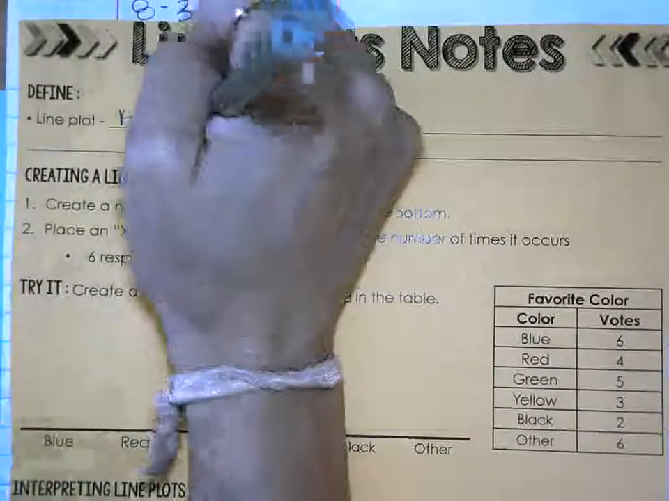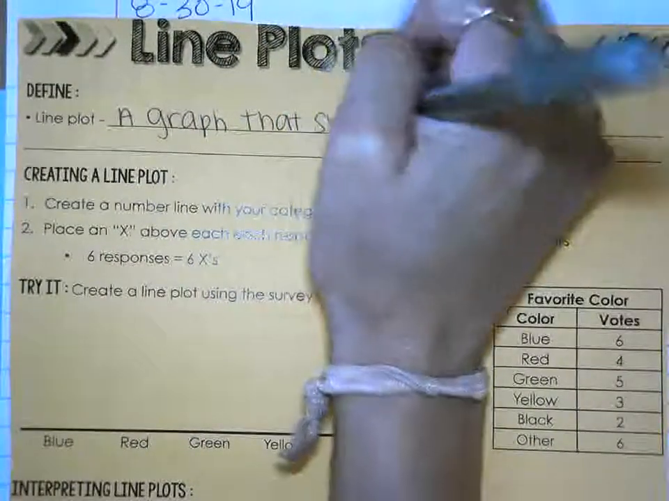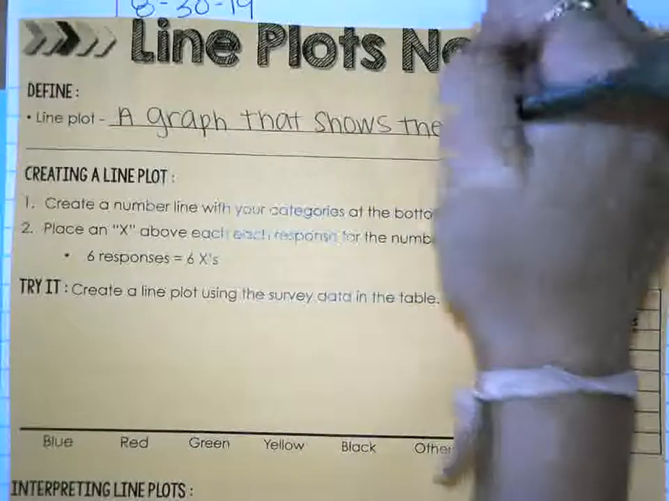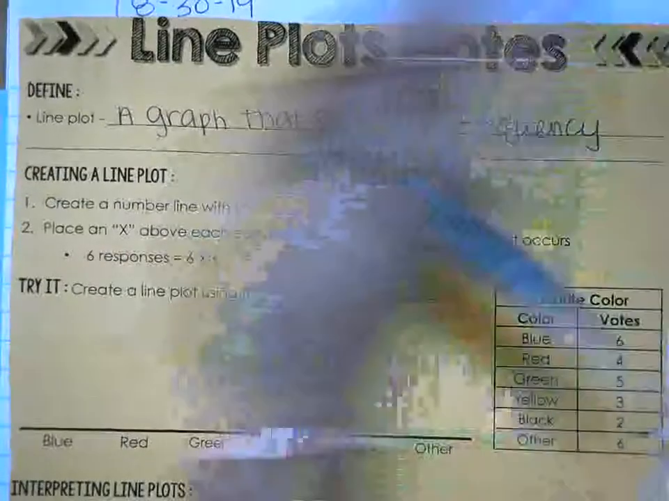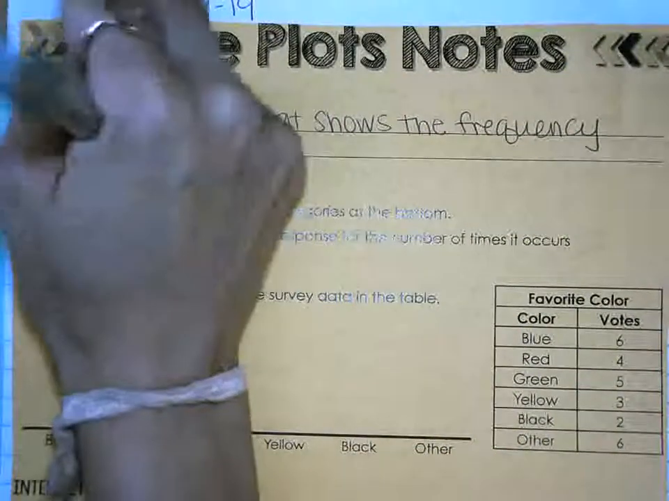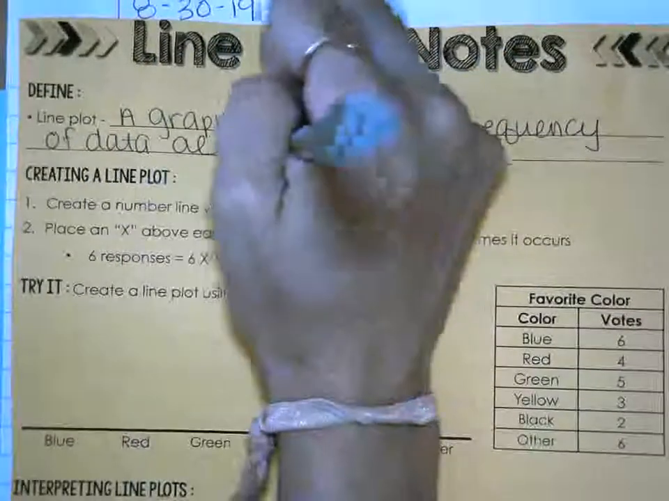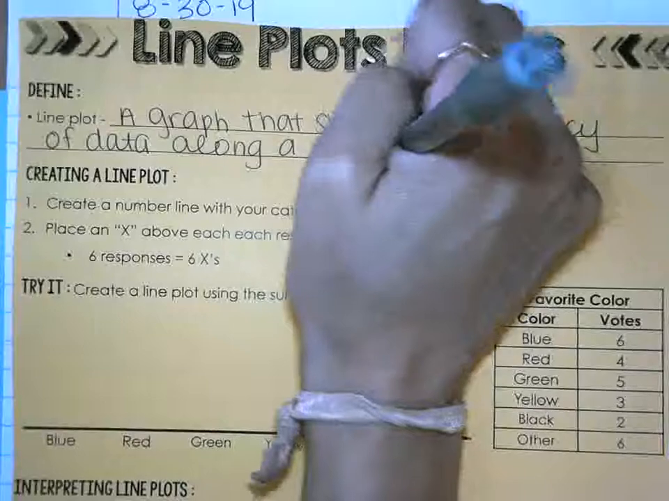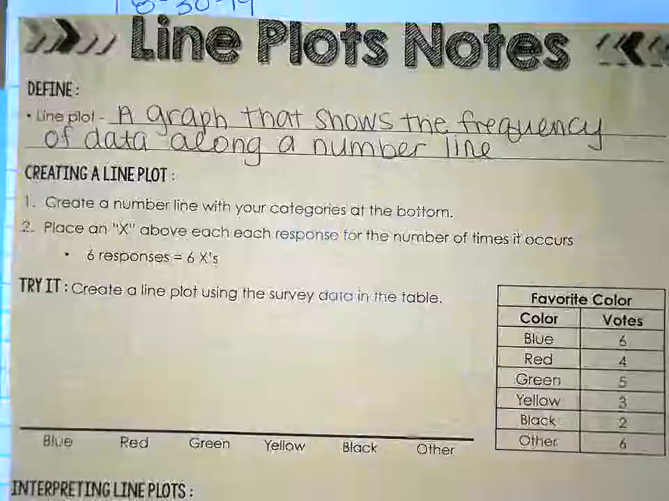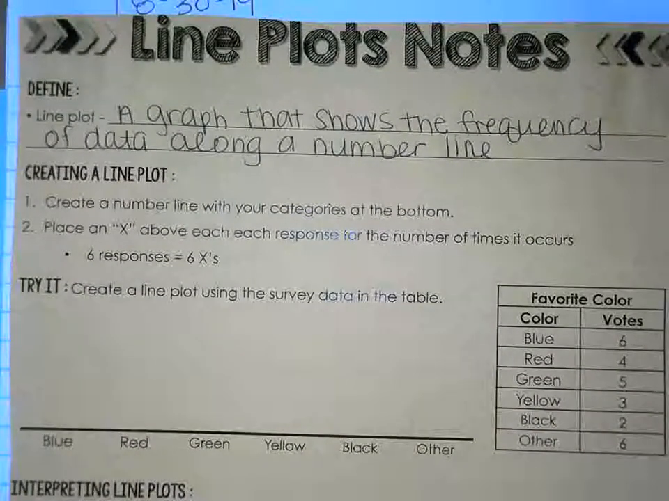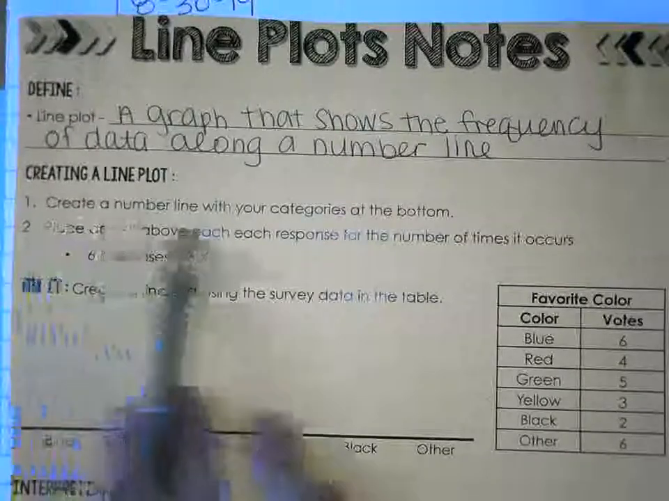So a line plot is a graph that shows the frequency of the data along a number line. So I am using a number line to show how frequent, how often these numbers show up. Okay, so here is how we do it.